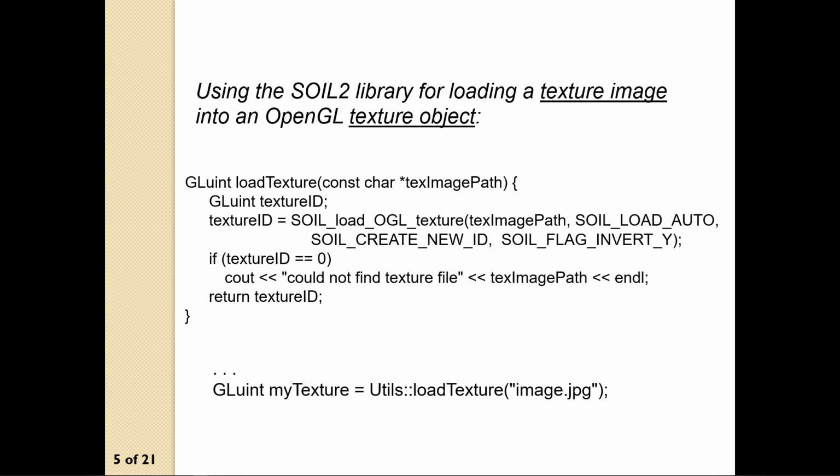Now, early on, way back in the early days of the class, we mentioned the Soil2 library. This is a simple OpenGL image library. And that is the library we're going to be using for loading the texture image into an OpenGL texture object. We have to be able to load the image from disk, right? From a file. We have to get it into our program somehow. So that's why we're going to use the Soil2 library for that.